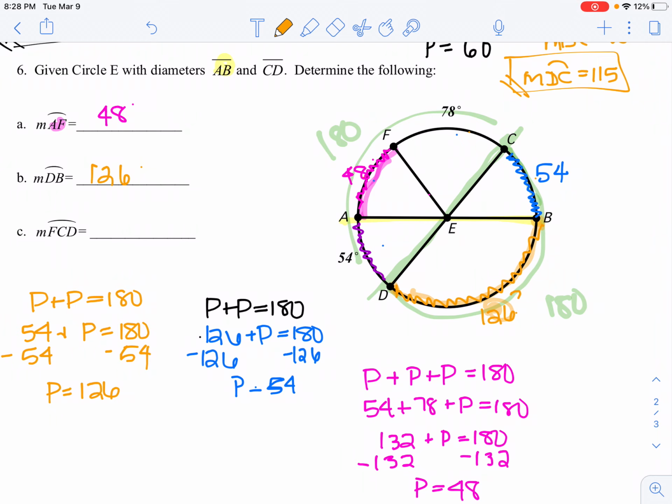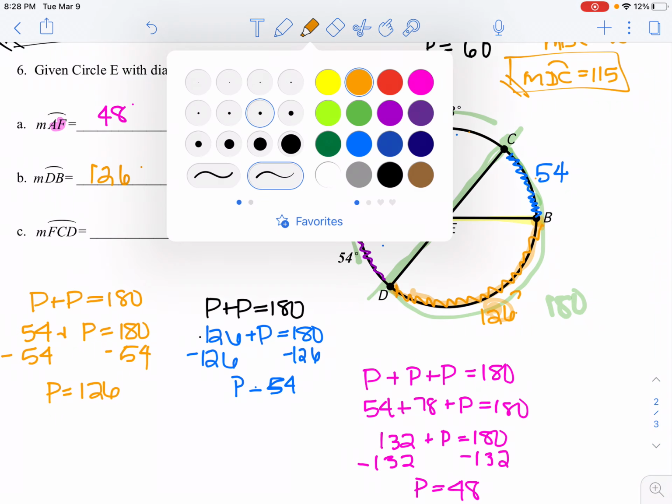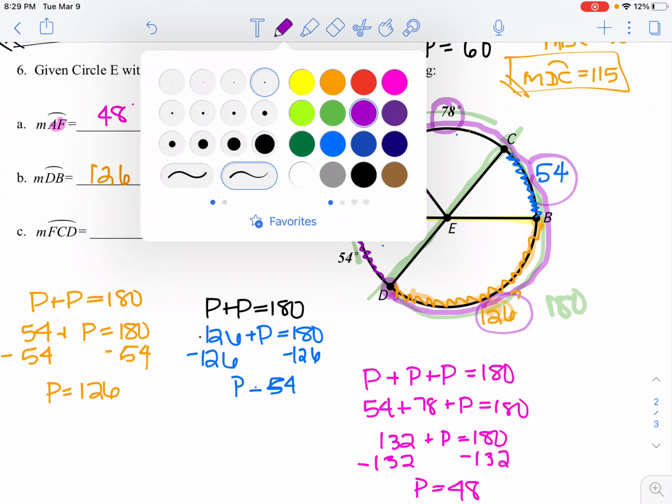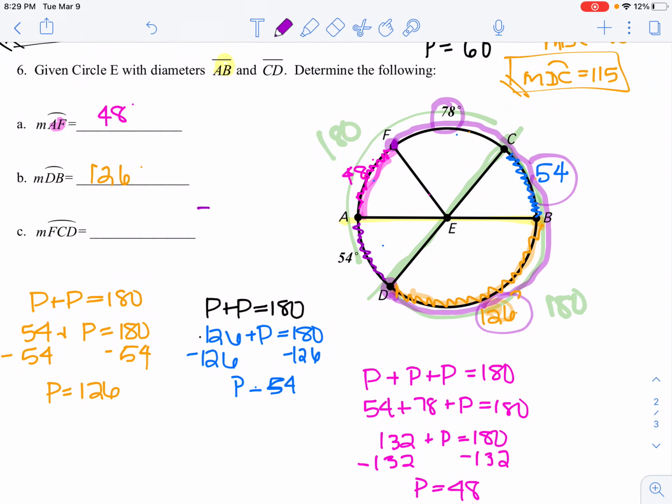All right, now I'm going to find the measure of arc FCD. So I'm going to start at point F, going in the direction of C, and ending when I hit D. So when I look at this one, I collect 1, 2, 3 parts. So I have to add those 3 parts together in order to get my whole. So I'm going to do 78 plus 54 plus 126, part plus part plus part. That is going to equal my whole. And that's going to be 234.